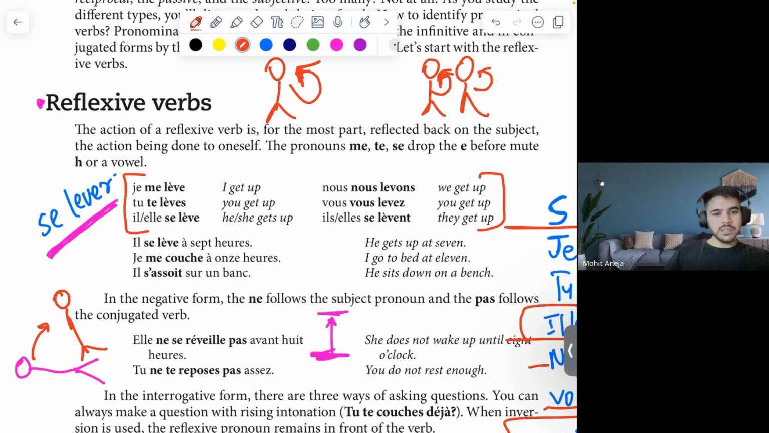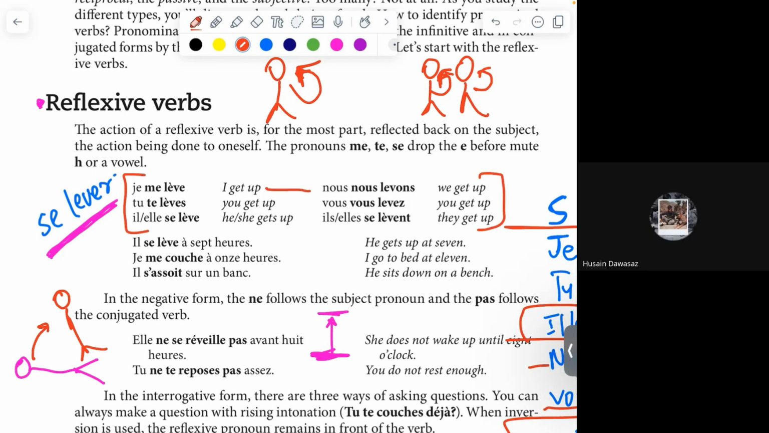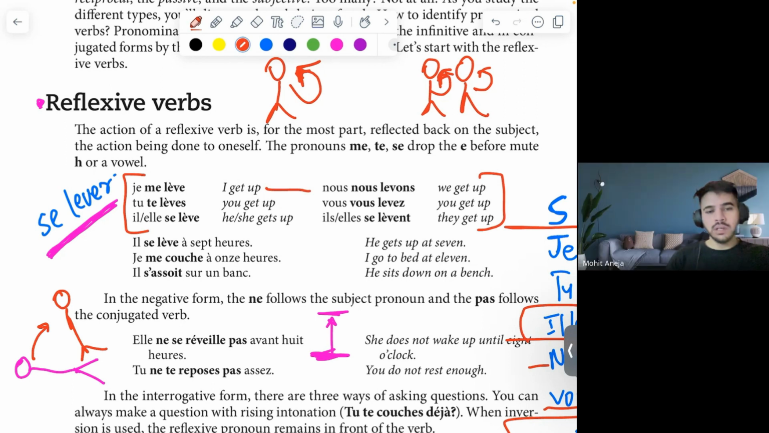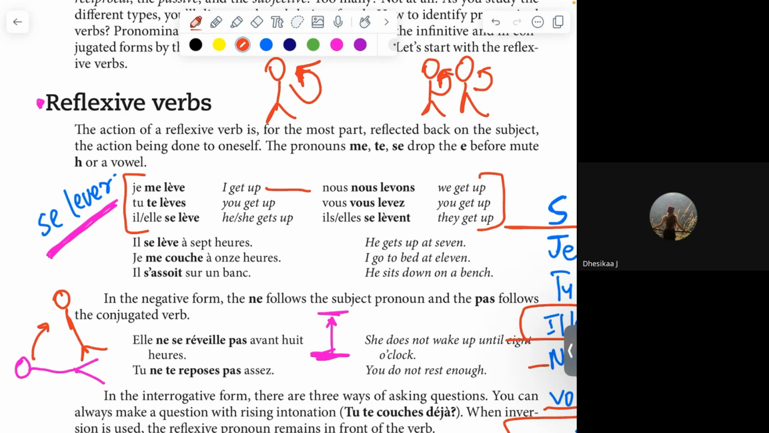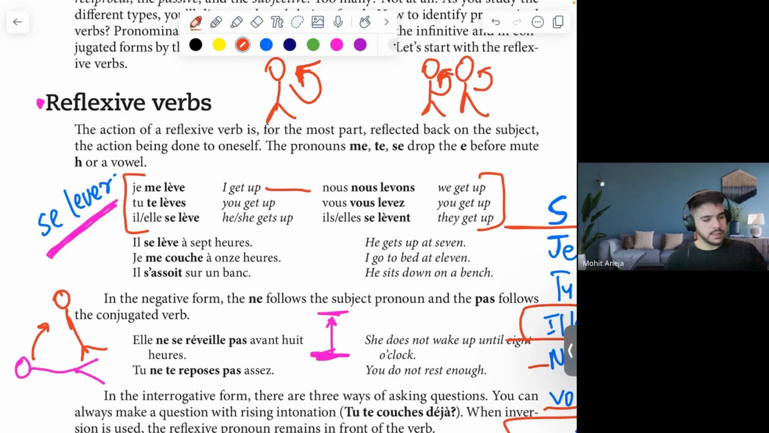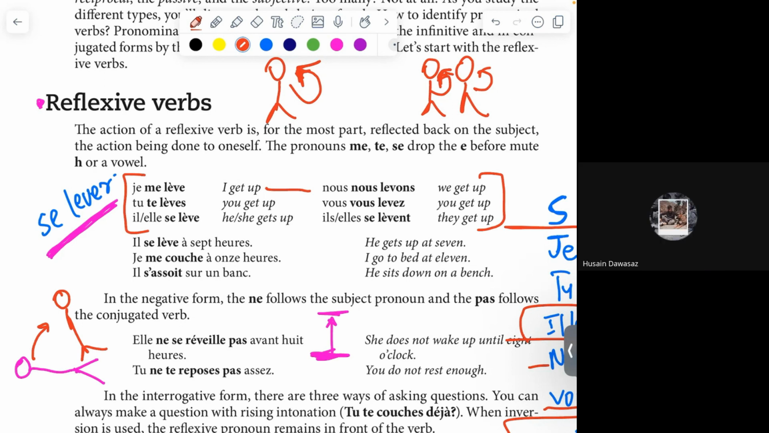Hussein, can you read the first two? पहली लाइन के दो. Je me lève, nous nous levons. Very nice. Okay. Desika, next two, please. Tu te lèves, vous vous levez. Lever. Very nice. Hussein, next two. Il se lève, elle se lève, that's it.